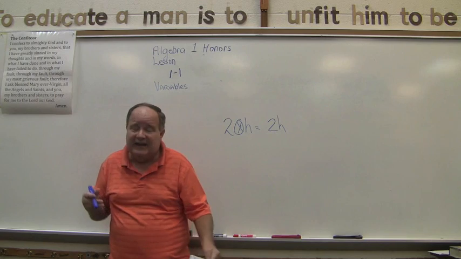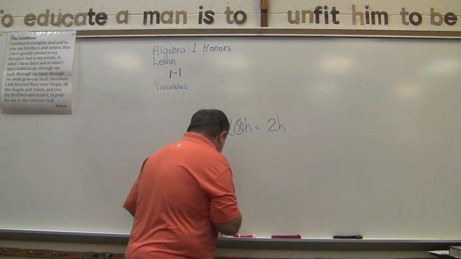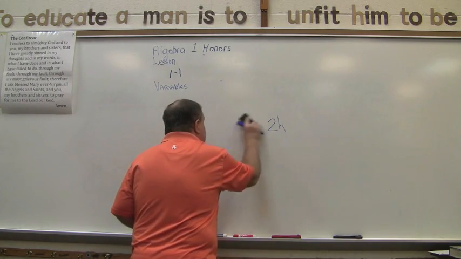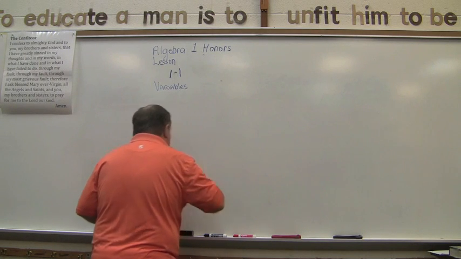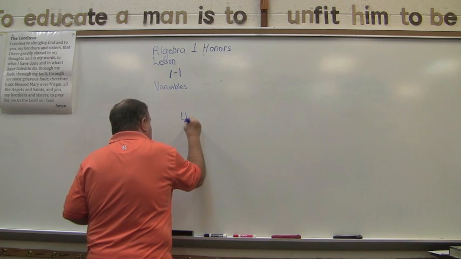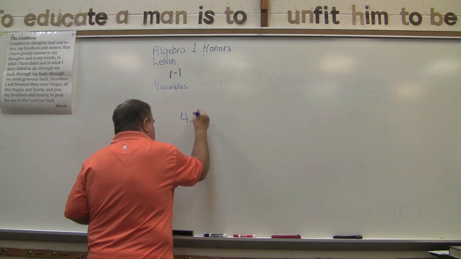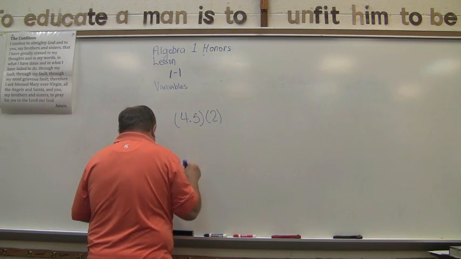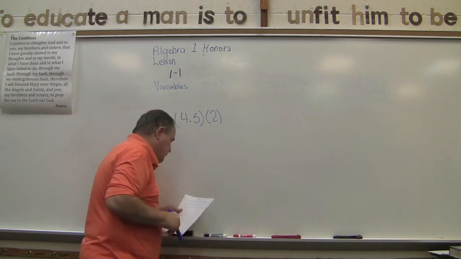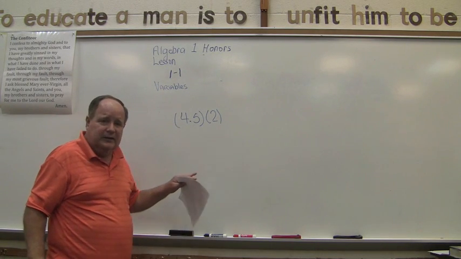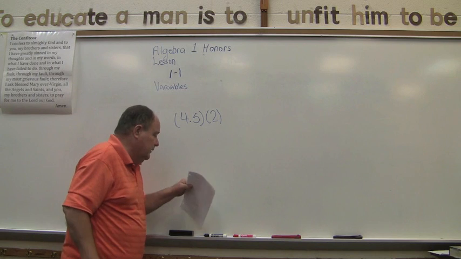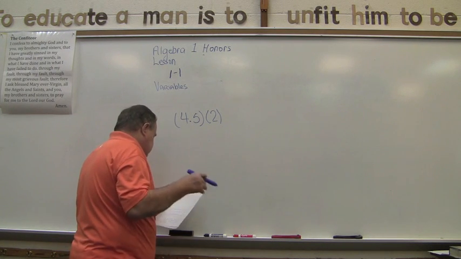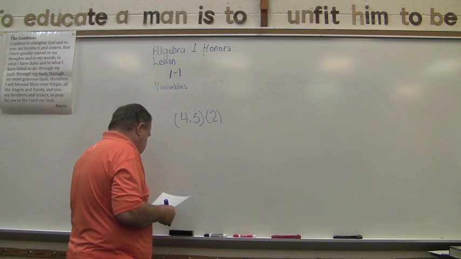Now, if I just had numbers, if I had an expression that looked like this, let's just say 4.5 times 2, that's called a numeric expression because it only contains numerals. All of these things have their certain name.